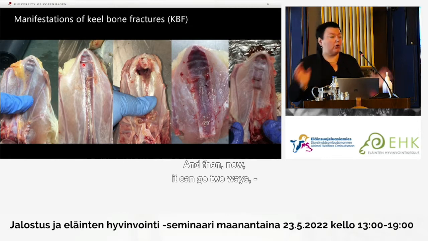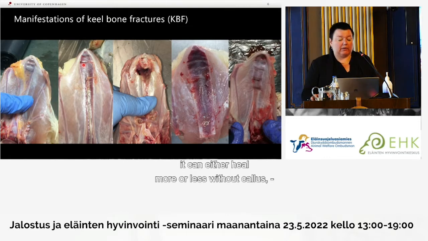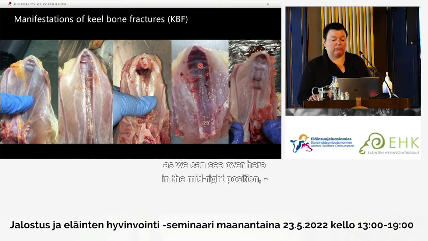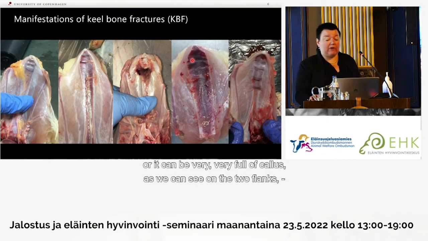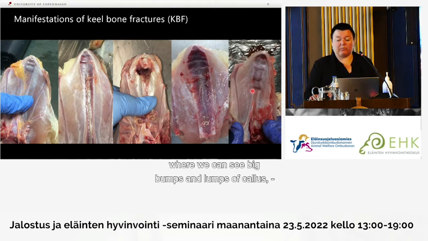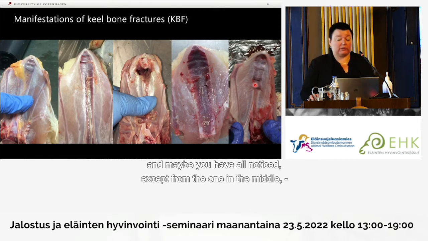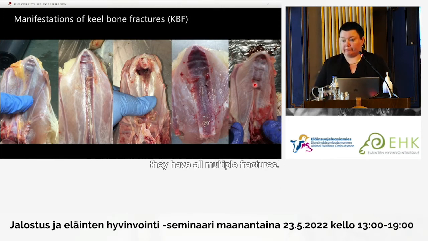And then now it can go two ways. It can either heal more or less without callus, as we can see over here in the mid-right position, which is a very common manifestation of the caged birds. Or it can be very, very full of callus, as we can see on the two flanks, where we can see big bumps and lumps of callus. And maybe you have all noticed, except for the one in the middle, they all have multiple fractures.